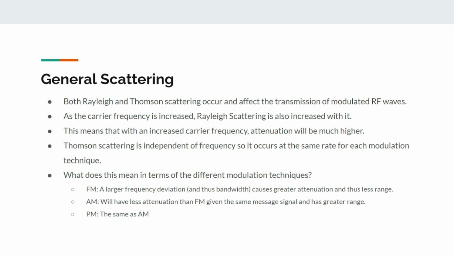So what exactly does this mean in terms of the different modulation techniques we went over before? Well, we know that FM has a larger frequency deviation, which means that it will have a larger bandwidth, and this can cause greater attenuation and thus less range. FM already has less range, so because of the scattering it has even less. AM will have more or less the same attenuation because the frequency is not changing, it's solely the frequency of the carrier. It will have greater range compared to FM, at least in the sense of scattering, and PM is the same as AM in that it's not affected greatly by it.